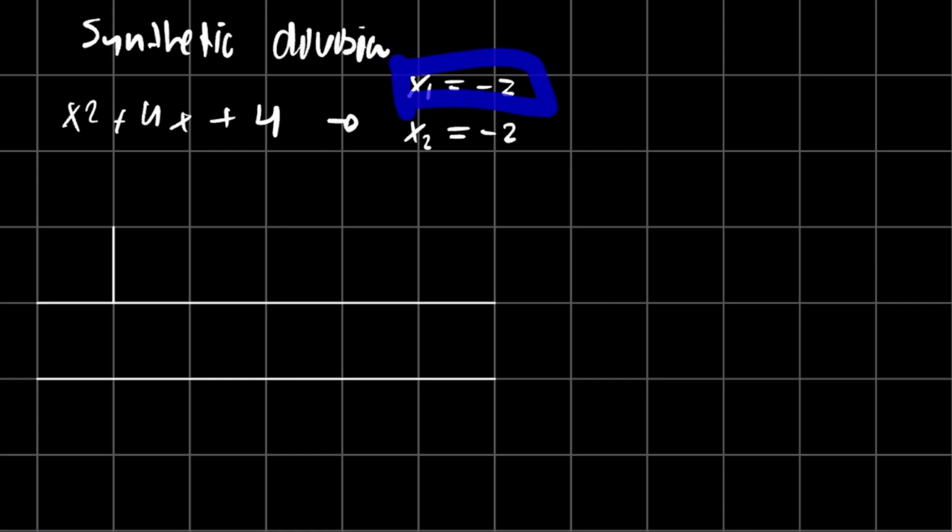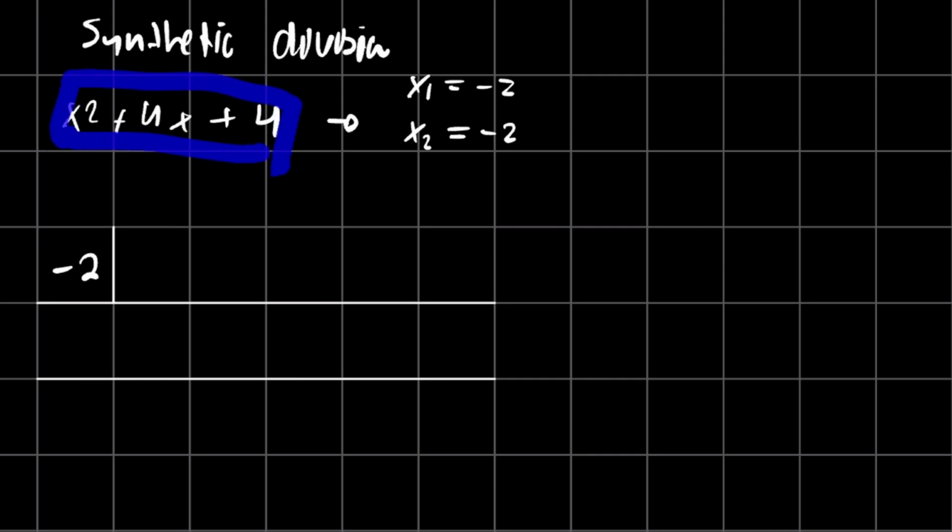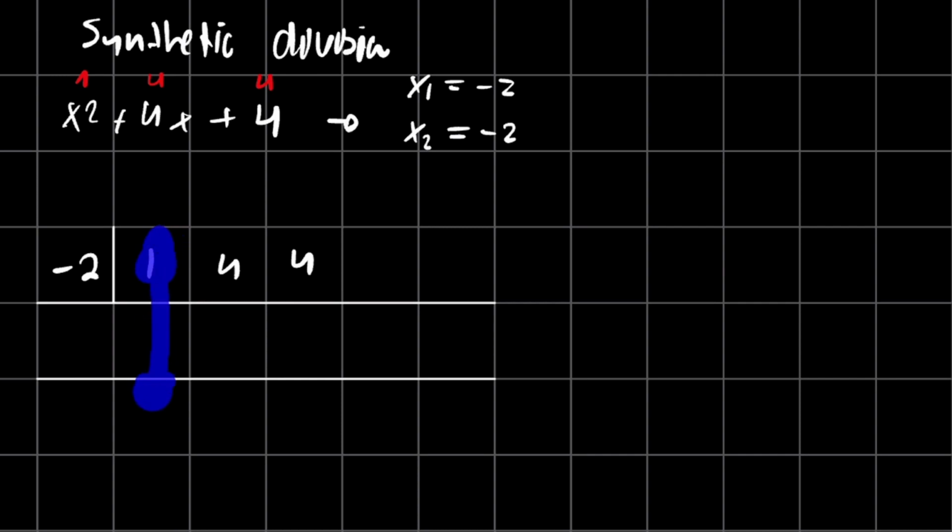The requirement for synthetic division is that you know at least one of the roots, right? So we know that one of the roots is minus 2. So we're going to write here minus 2. Then you're going to write all the values that we have without the x. So that means we have 1, we have 4, we have 4. So now write those over here, 1, 4, 4. Then you're going to take this number and put it down over here.